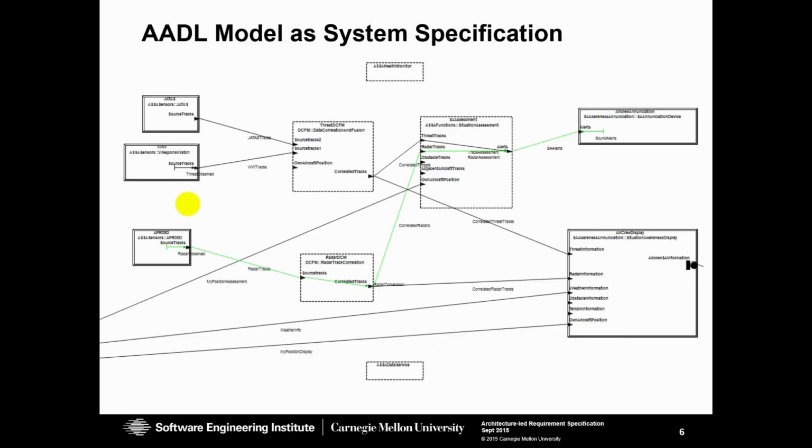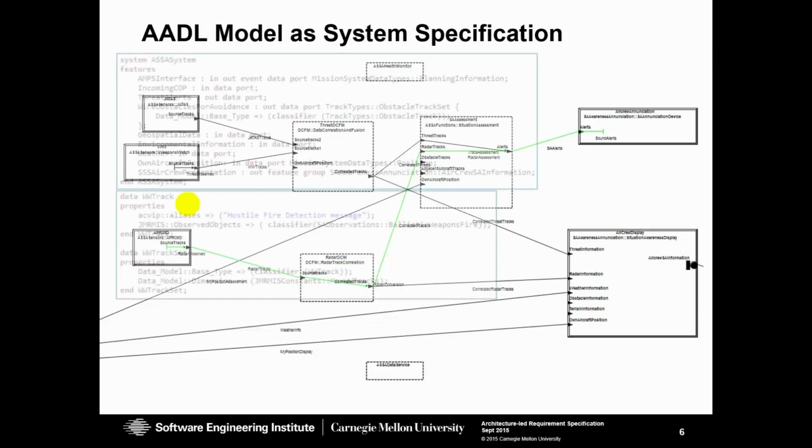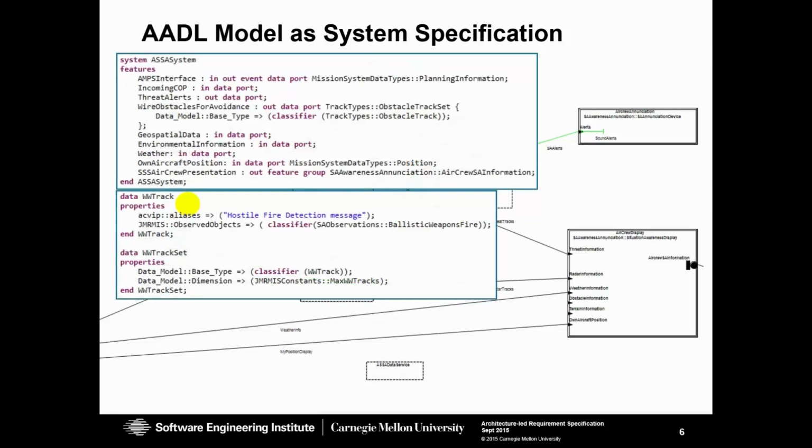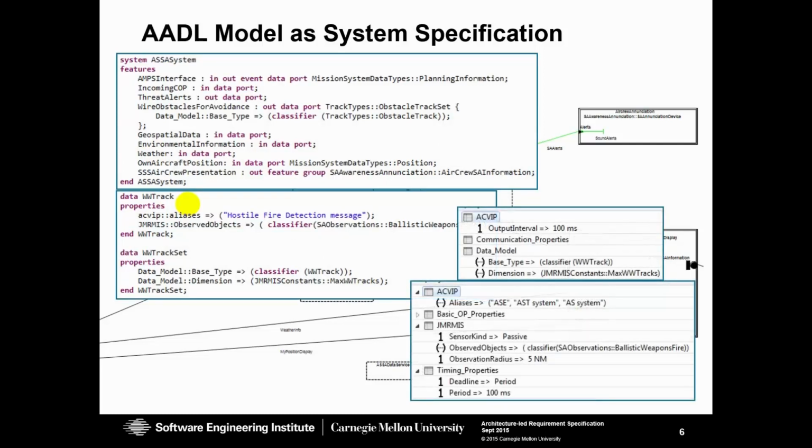One aspect of requirement specification is to say, well, we have AADL models. Here's an example of one, and we annotate the AADL model itself with properties. So we can then have various kinds of characteristics about the system that we expect to be implemented. So this system specification in some respects already acts as a requirement specification.